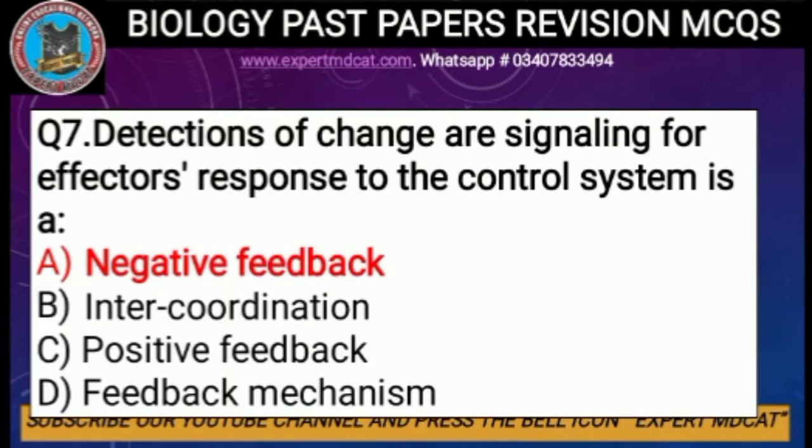Question number 7 is: detection of change is signaling for effectors, response to the control system. We have to tell which type of feedback this is. Options are negative feedback, option B is intercoordination, option C is positive feedback, and option D is feedback mechanism. Here the correct option is negative feedback, that is A. Actually, negative feedback occurs when some function of the output of a system is fed back in a manner that tends to reduce fluctuations in output, whether caused by changes in input or other disturbances. So the correct option is A, that is negative feedback.